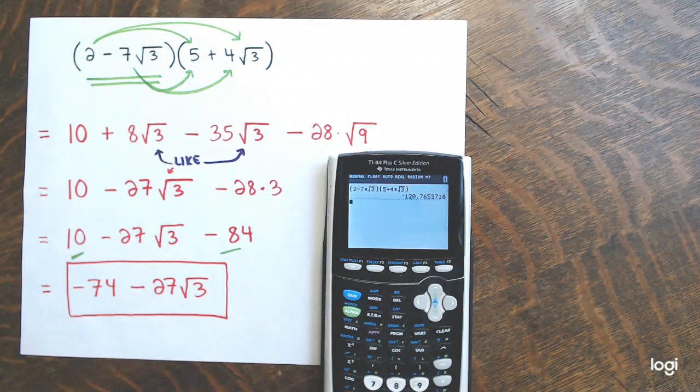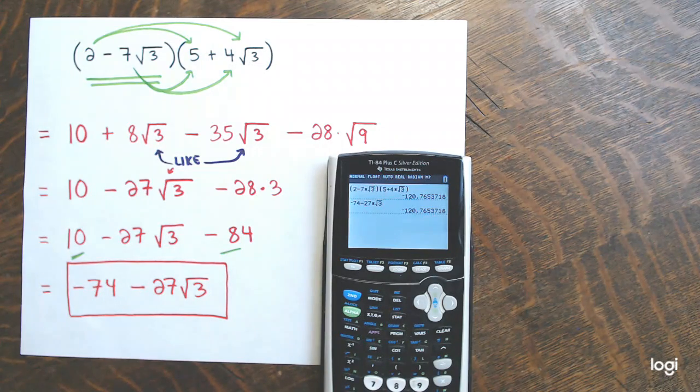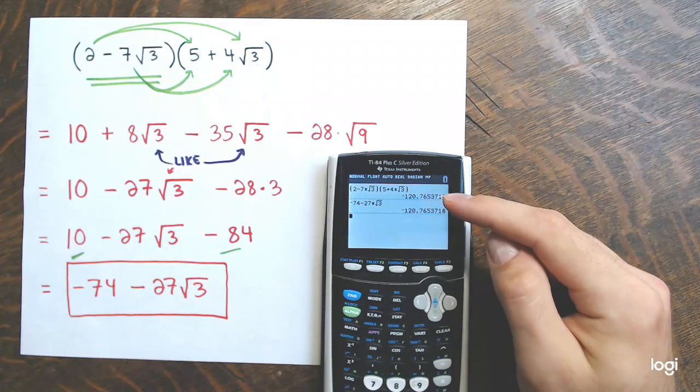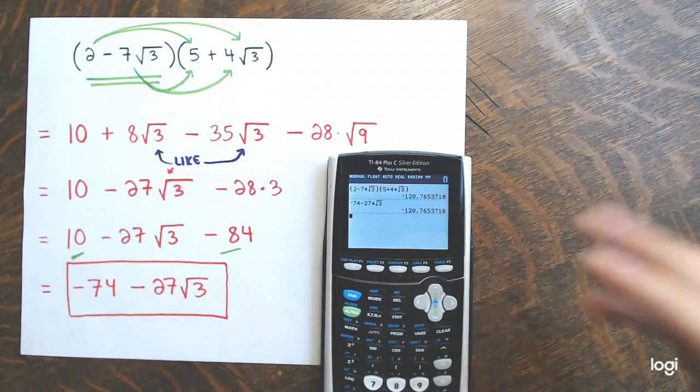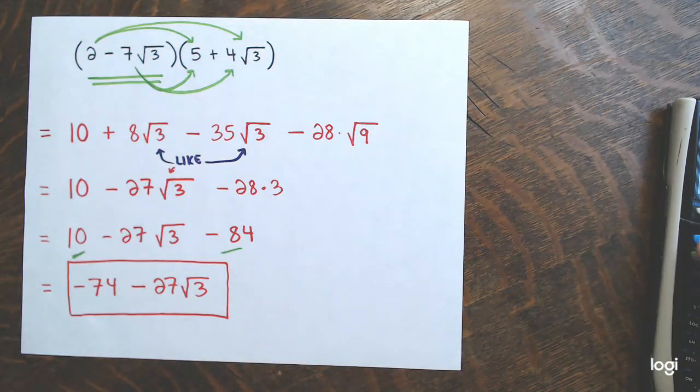So what we have is negative 74, then minus 27 times the square root of 3. And look, they are the same. They're both this negative 120.7653718 something. Wonderful. That's what you want to see. All right. Next example.